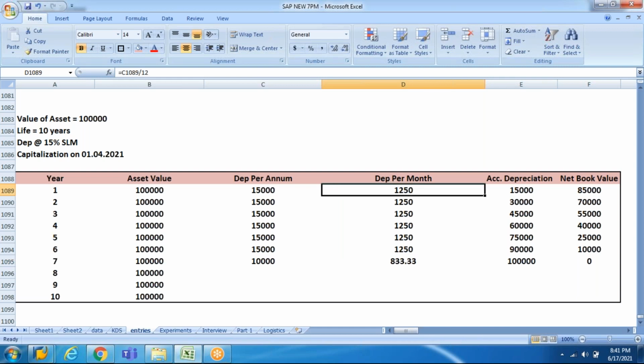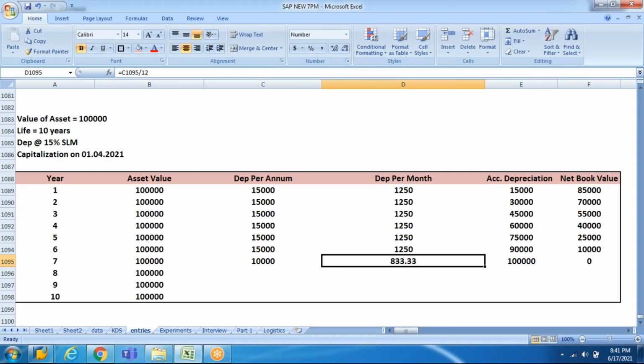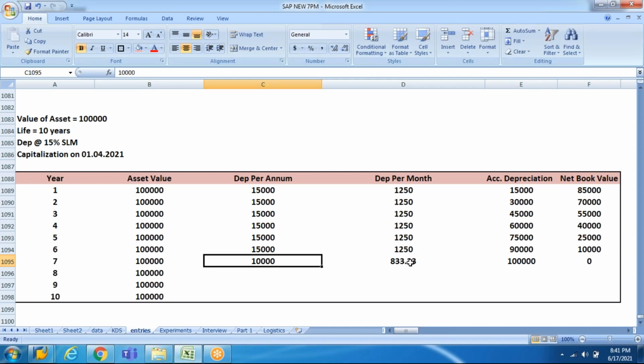Right. Any questions in this table, in this calculation? Yeah, one follow-up question on this. When you said 10,000 per month, it is taking 833 instead of 1250 because the whole value is down to 10,000. Your per month is always straightforward per annum divided by number of months. So this is dependent on this value. If this value is changing, this value is also changing.